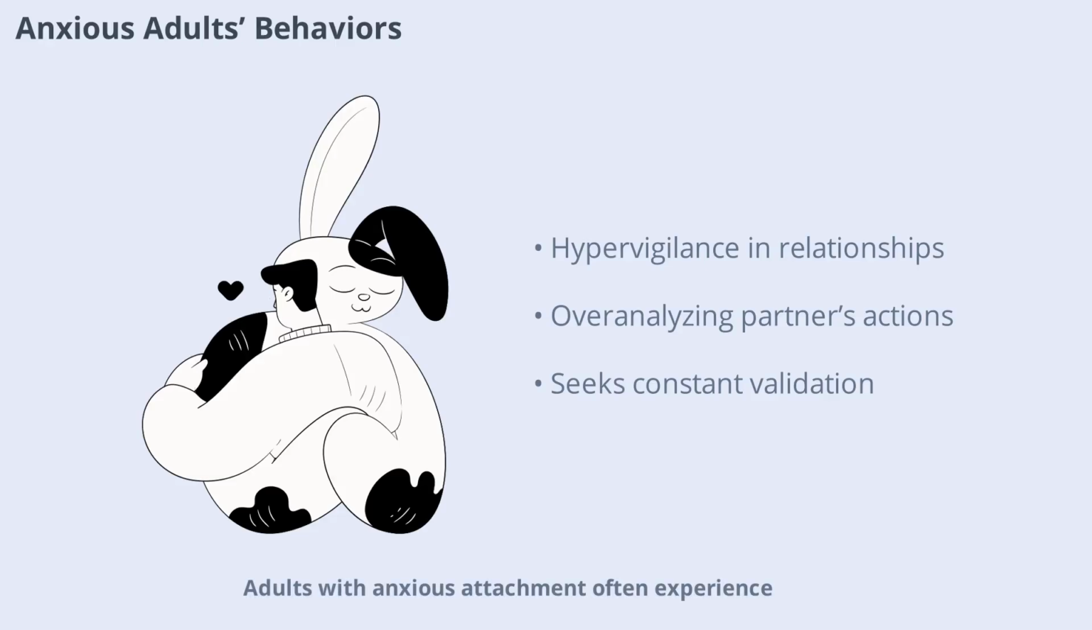Adults with anxious attachment often experience intense fears of being left or unloved. They may interpret a partner's delayed response as a sign of rejection, leading to behaviors like sending multiple texts or seeking constant validation. This emotional neediness can strain relationships, as partners may feel overwhelmed by the demand for reassurance. Recognizing these patterns is the first step toward building healthier connection.